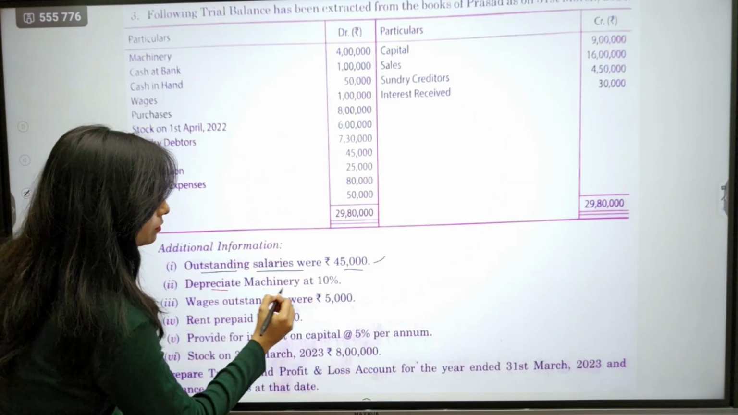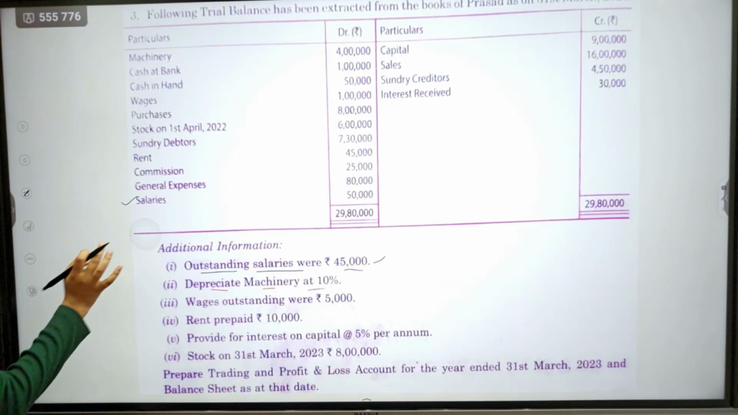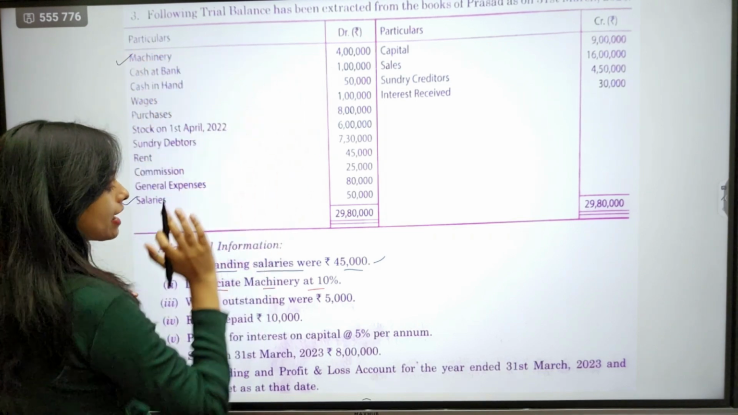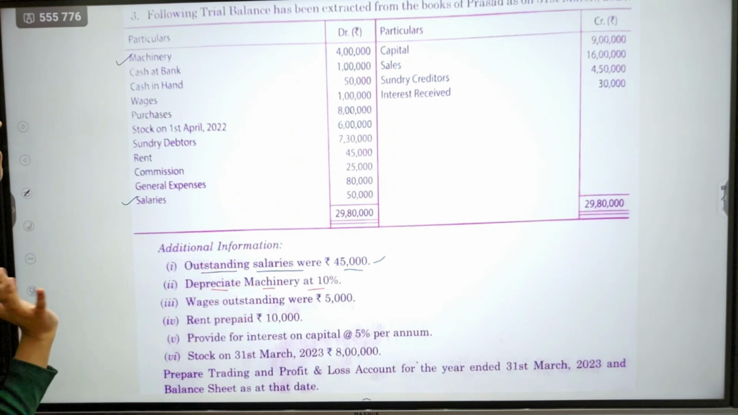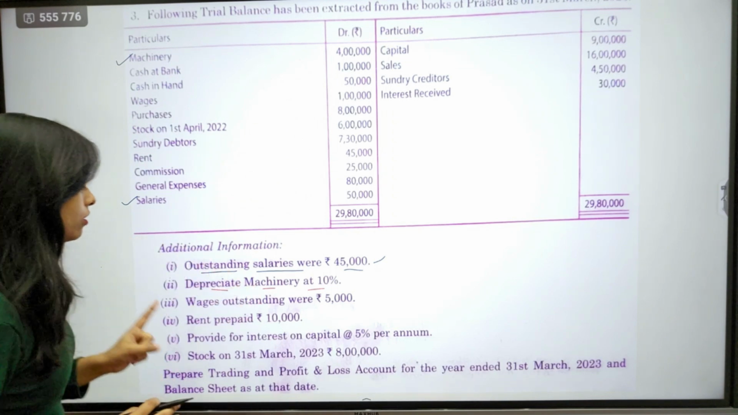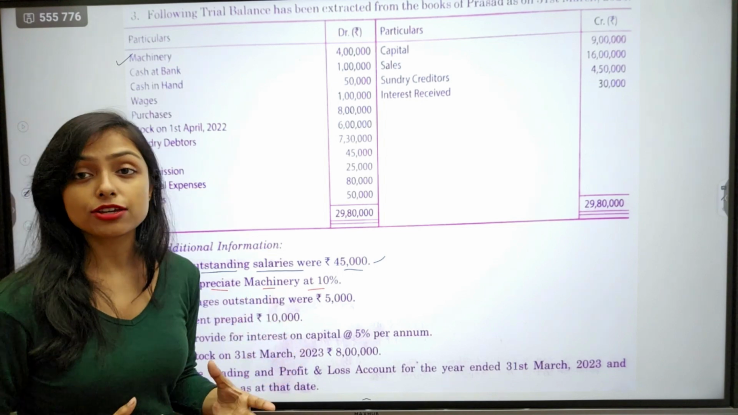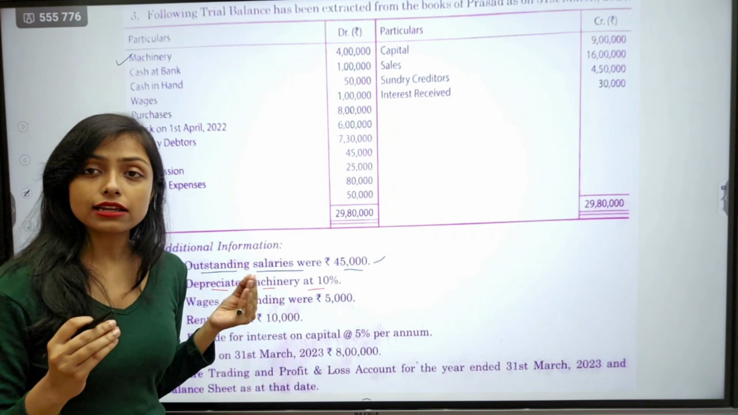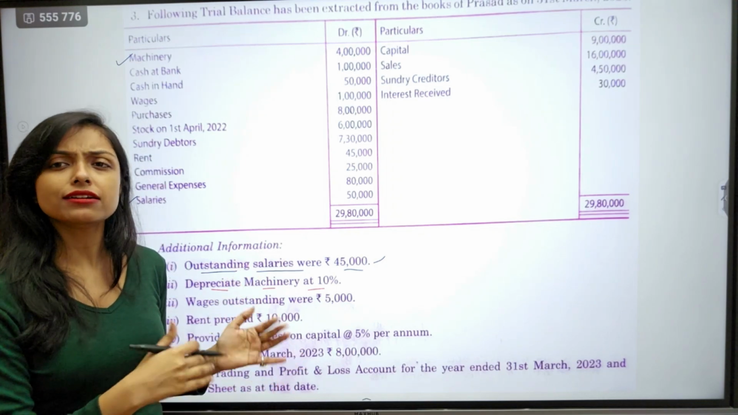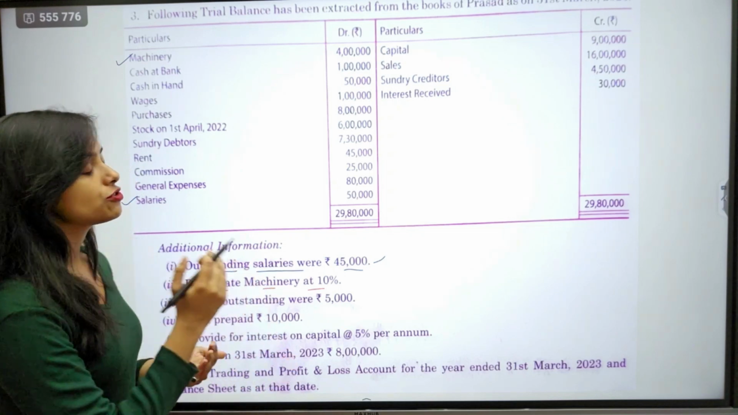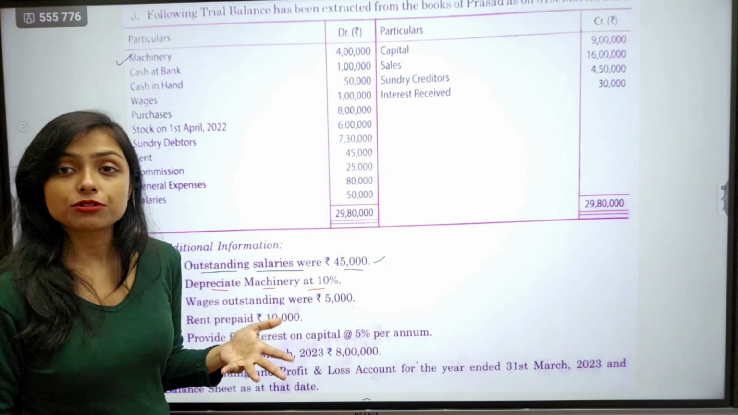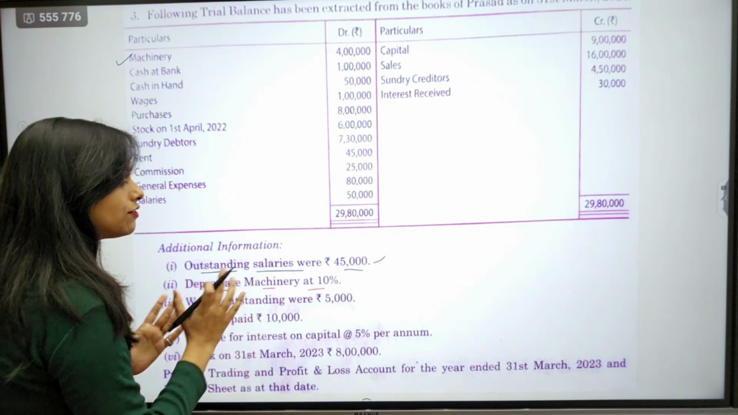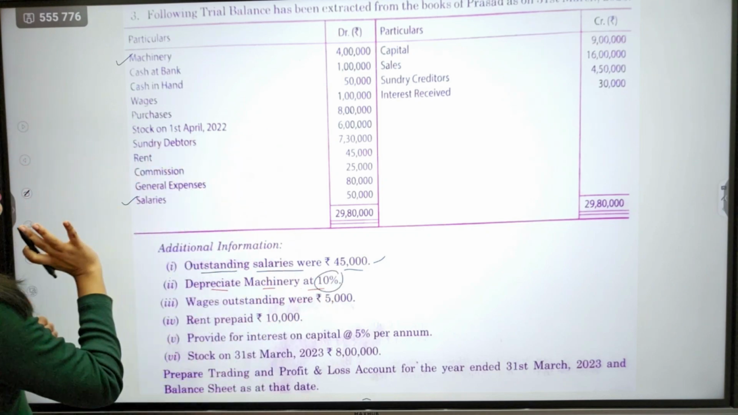Next point, depreciate machinery at 10%. So let's see where machinery is. Debit side, obviously you are going to search it in the debit side. Machinery is 4 lakh rupees. We have to depreciate it at 10%. Now always see whether there is any other information given related to the machinery, like when the machinery was purchased, because if something like that is given, you will have to depreciate it accordingly. For example, if you have used the machinery for only 6 months, you are going to put the depreciation for 6 months only, right? But there is no information given in here. That is why we are simply going to do 10% of 4 lakh rupees.